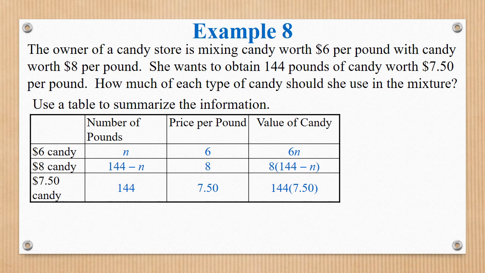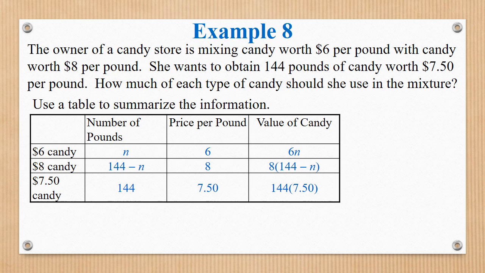Okay? Then from there, how much does each pound cost? Well, each pound here costs $6. Each pound here costs $8. And my resulting goal is my new one will cost how much? $7.50. Okay? So then I'm finding the value of the candy.